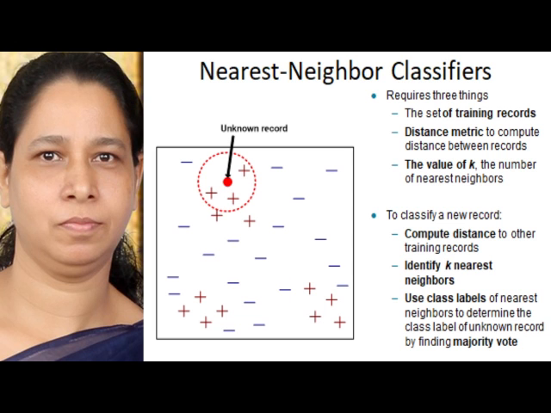In short, to classify a tuple having no class label, 3 things are required. They are the set of labeled records, a distance metric to compute distance between records, and the value of k, the number of nearest neighbors. To classify a new record, the steps to be performed are: compute distance to other training records, identify k nearest neighbors, then use class labels of the nearest neighbors to determine the class label of the unknown record by finding majority vote.